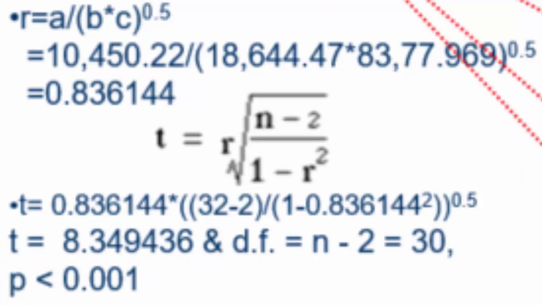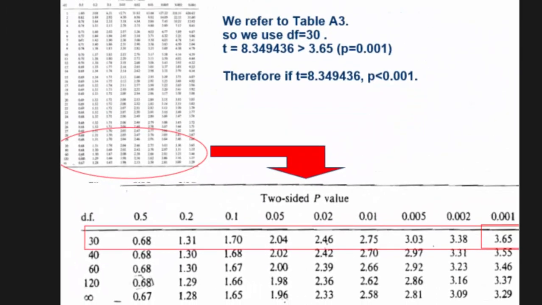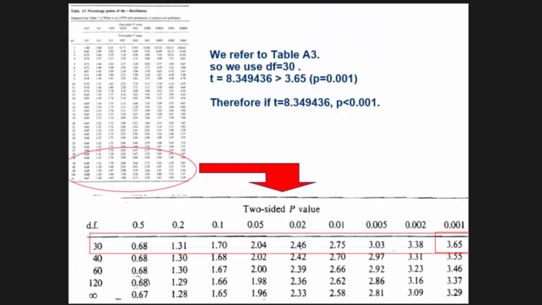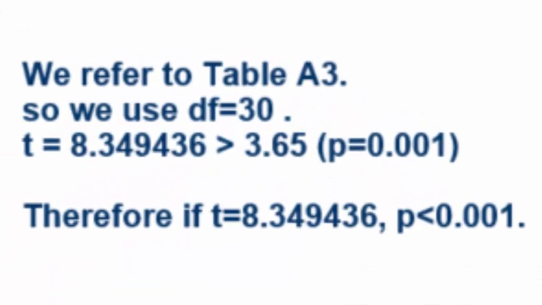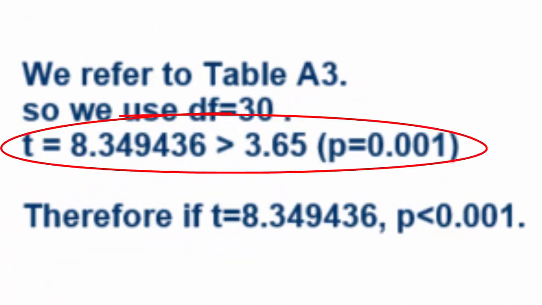So when you convert using the table like this, degree of freedom of 30. So your value is 8.34. The largest we have is 3.65. So it is somewhere here. So it is less than 0.001. So very significant.